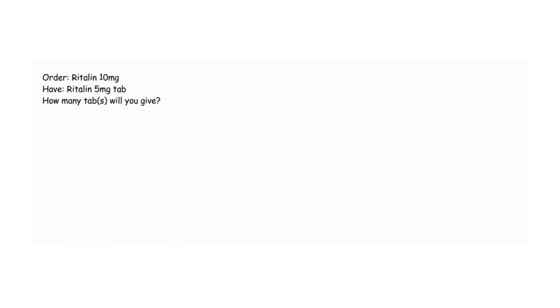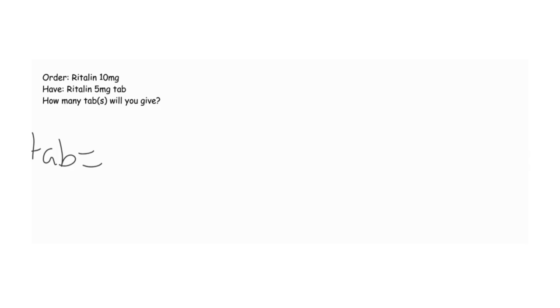All right. We have Ritalin. The order is Ritalin 10 milligram. What we have available is Ritalin 5 milligram tab. How many tab or tablets will you give? Dimensional analysis setup. Start with what you need. What are you looking for? You're looking for how many tablets. So we're going to write tab equal. And we're going to start with tablet when we set up our equation.